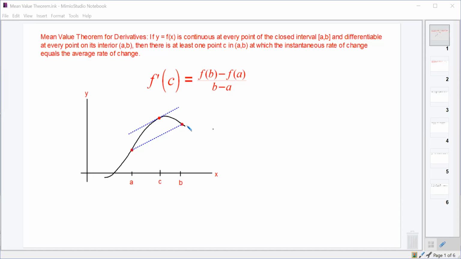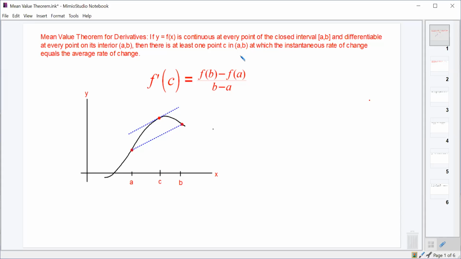So I'm going to go through it again. If a function is continuous and differentiable on an interval, so continuous on the closed interval, differentiable on the open interval, then there is at least one point somewhere on that interval where the instantaneous rate of change, or the derivative, is equal to the average rate of change, or the slope of the secant line. Does that sound okay to people? Yeah? Okay, good.